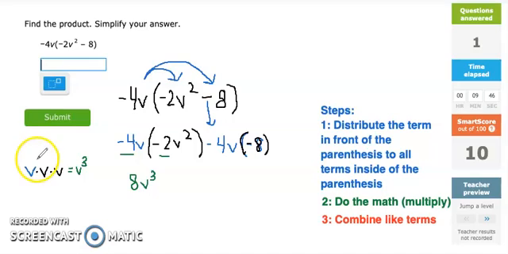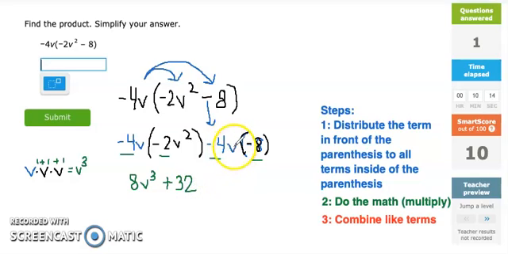Another way you can think about that is v to the 1, 1, 1, which is 1 plus 1 plus 1. So we're actually adding. Remember, when we're multiplying exponents, we're adding exponents. So that's a multiplication rule. The next thing we're going to multiply is our negative 4 times negative 8, which is going to give me positive 32.